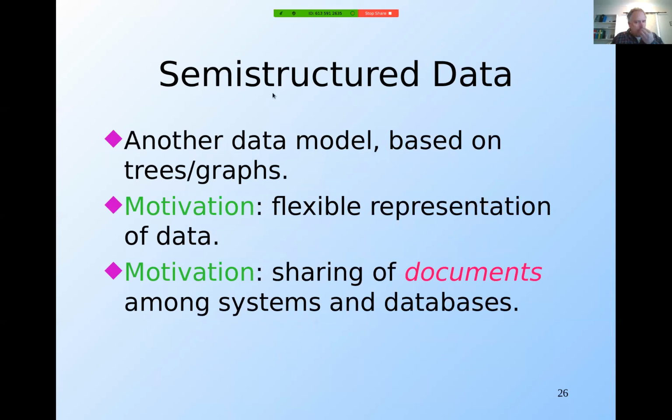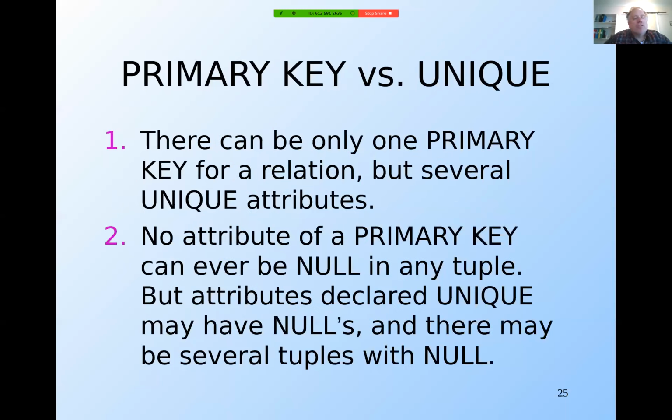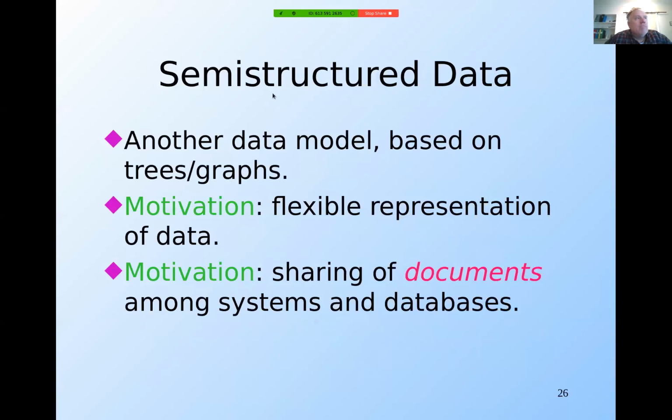All right, so semi-structured. That was the relational model. Now let's talk a little bit about the semi-structured model, which is the main alternative to the relational model. It's based on basically graphs or trees. The motivation is that, as opposed to the relational model where you set up tables and declare upfront what the attributes are, the advantage of the semi-structured model is that you just let people define it as they go along. I'll show what we mean by that in a second.